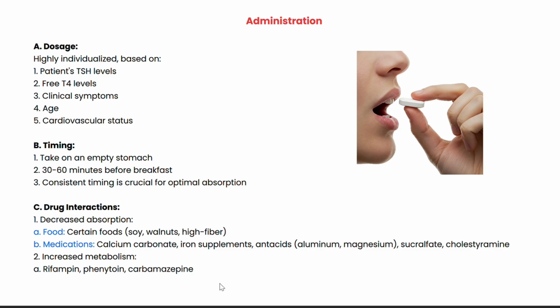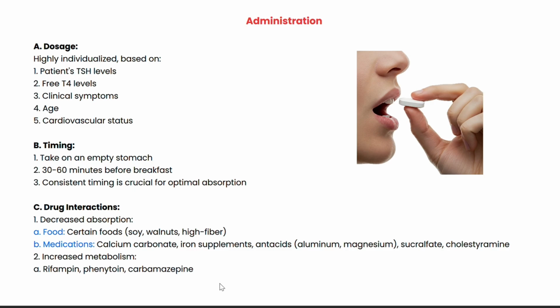Now, let's talk about how to take levothyroxine properly and some important considerations. The dosage of levothyroxine is highly individualized. Your doctor will determine the appropriate dose based on several factors, including your TSH and free T4 levels, your clinical symptoms, your age, and your cardiovascular status.